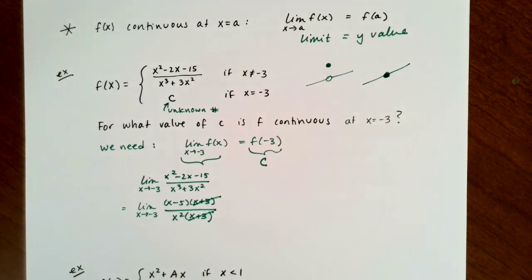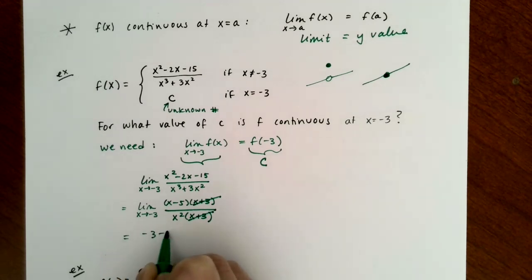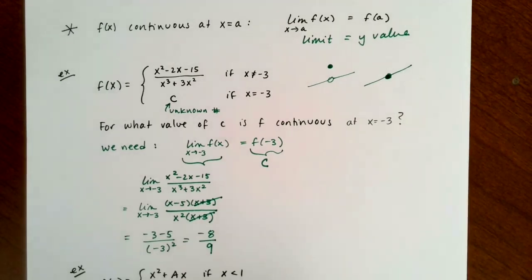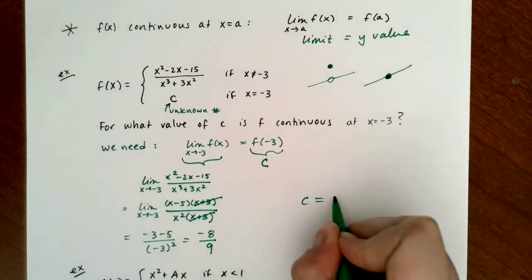So I can take them out for the limit, and now I can just plug in -3. -3 minus 5 over -3 squared. That's -8 over +9. So I need -8/9 to equal C. So that's my answer.